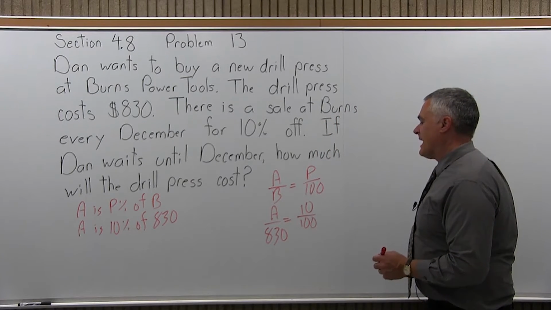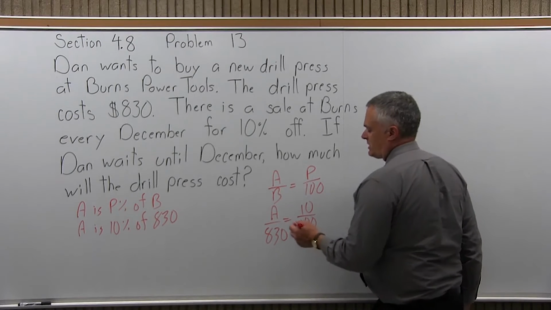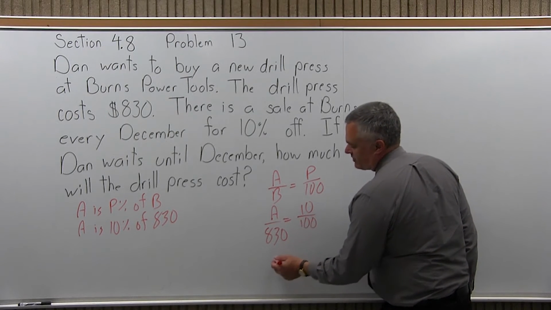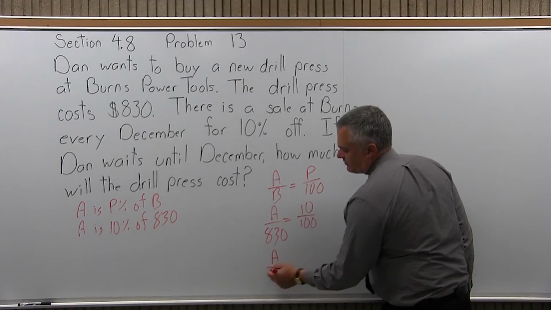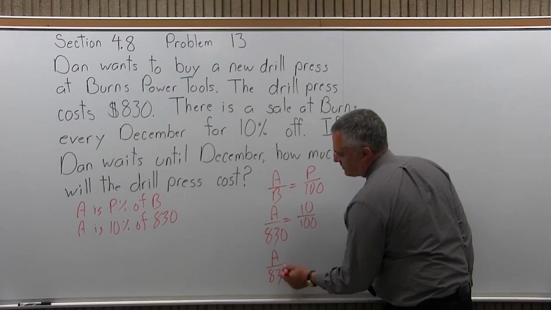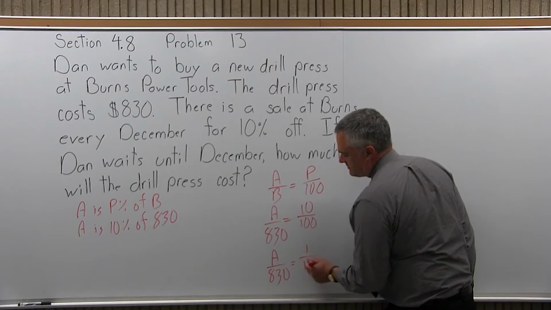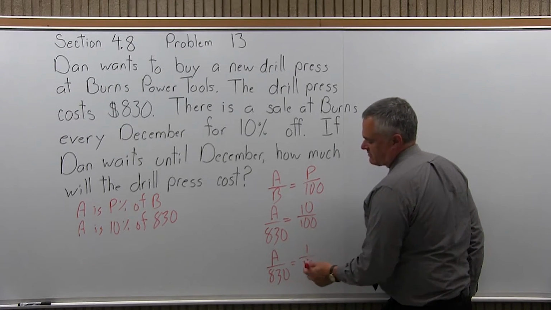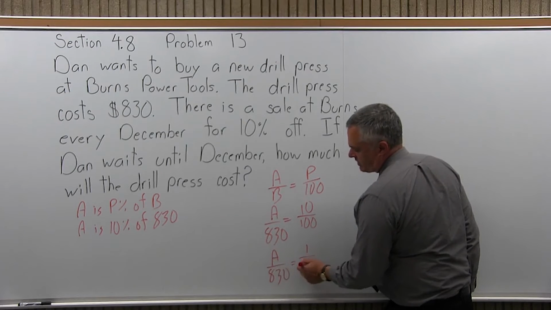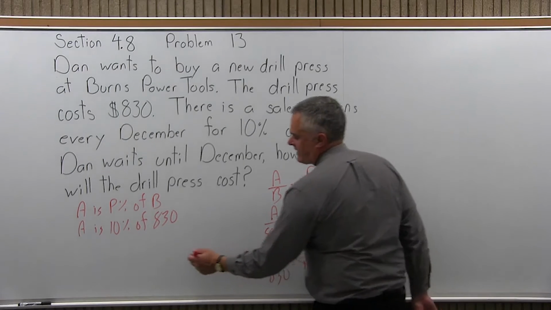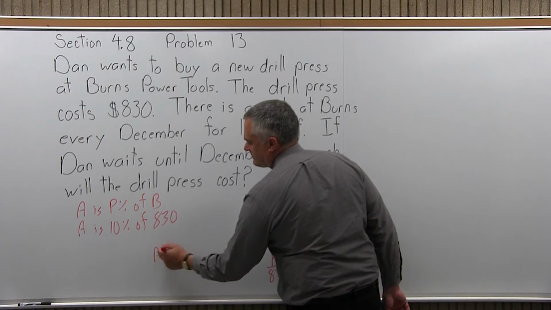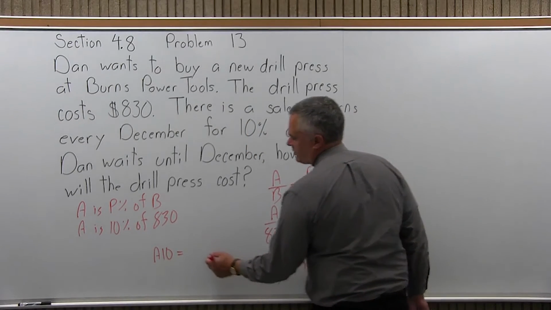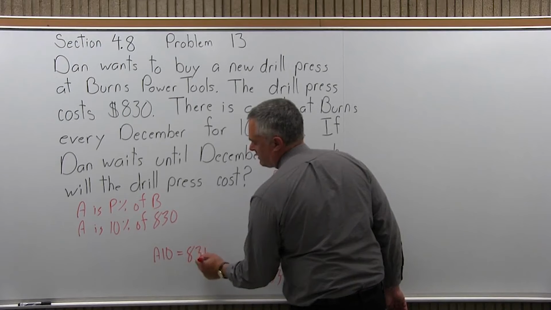So, now to do this, what we do is we cross multiply. And actually, I can reduce the 10 over 100 pretty nicely. You don't have to. You get the same answer if you don't reduce it, but 10 divides into 10 once, 10 divides into 100 10 times. So now when I cross multiply, A times 10 is A10 or 10A. You can really write it either way. 830 times 1 is 830.